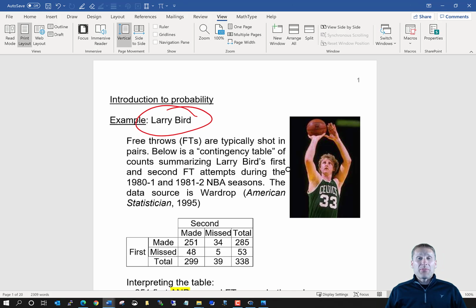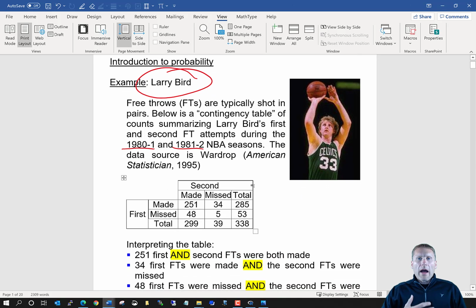Bird. He played for the Boston Celtics in the 1980s and into the early 90s, and is generally considered to be one of the best basketball players ever. Now, one of the things that he was really good at was free throw shooting. And so what we have here is information from two different NBA seasons in terms of how good he was at shooting free throws.